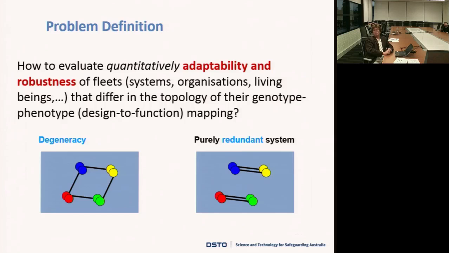And the two systems that we really contrasted were degeneracy, where you have this partial overlap of functionally redundant and functionally plastic objects, and a purely redundant system, namely one as depicted here on the right, where you might have functionally plastic agents, but they don't have this partial, context-dependent overlap in how they can switch to new functions.